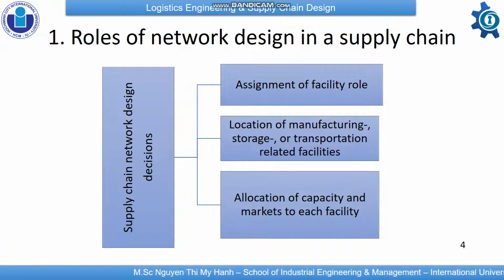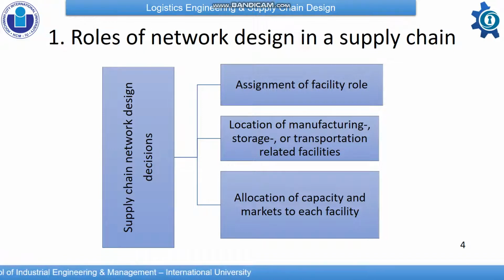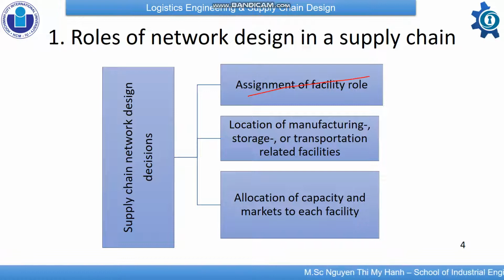A supply chain network design decision includes the assignment of facility roles, the location of manufacturing, storage, or transportation related facilities, and the allocation of capacity and markets to each facility.